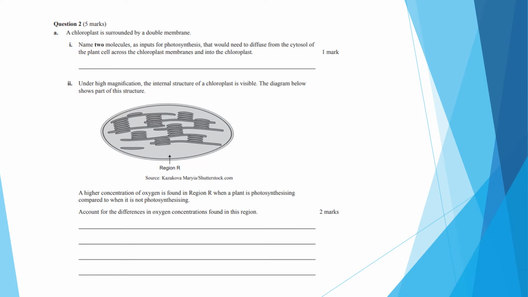Question 2 shows you a diagram of a chloroplast, which the question states is surrounded by a double membrane. Part A1 asks you to name two molecules that are inputs for photosynthesis. This is a straight knowledge recall question.